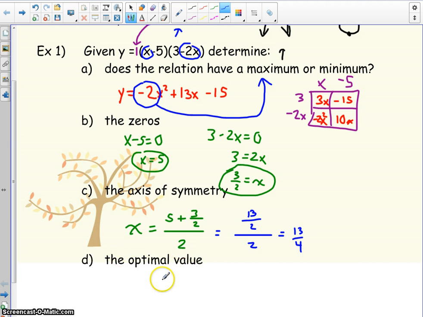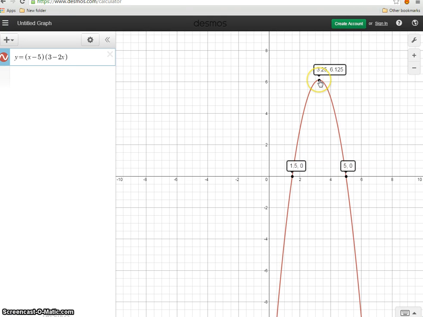Okay, and now to find the optimal value, again, if you look at our graph here, the optimal value is the highest value the graph reaches. So from the graph, we can see it's at 6.125, but to calculate that, remember that it's part of our vertex, it's the y value of the vertex. So if we have the x value being 3.25, or 13 over 4, we can sub that into the equation for x to find our y value.